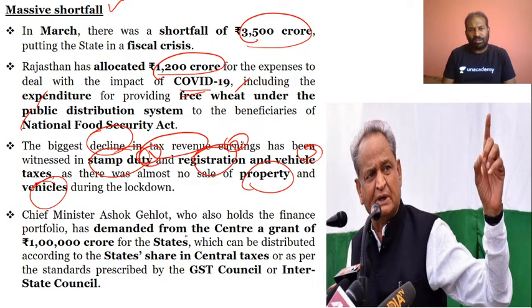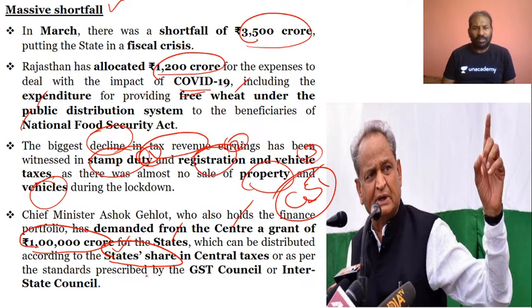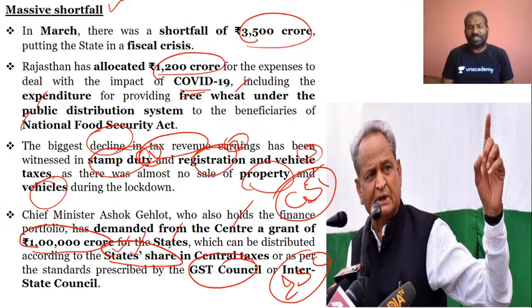And Chief Minister Ashok Gehlot also says that he has demanded from the center a grant of 1 lakh crore, not for Rajasthan but for the states, which can be distributed according to the state's share. Please understand this: the state share in central taxes. We are particularly looking into the functioning of GST, wherein it has been prescribed in the GST council or interstate council the states' share in the central taxes, that is GST taxes.